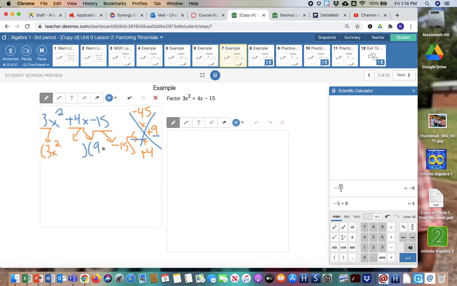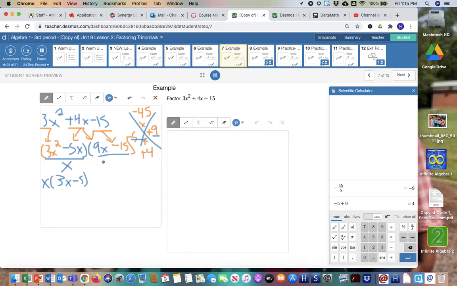I'll put my 9x here. I'll put my negative 5x here. Okay, over here, the only thing they have in common that can be a GCF is x. So I take x out. When I do that, the 3 has to stay. Well, x squared divided by x gives me x. Here, the x's cancel, and we bring down that negative 5.